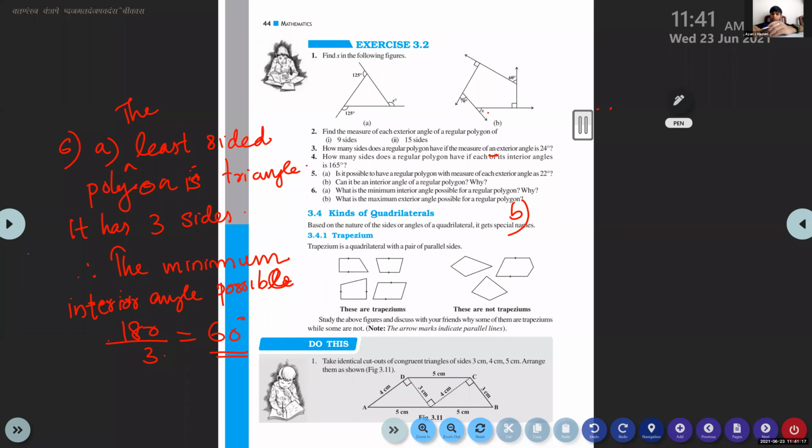Okay. Clear, children? Yes, ma'am. So the maximum exterior angle possible is 180 minus 60, equal to 120 degrees. I hope you understood this one.